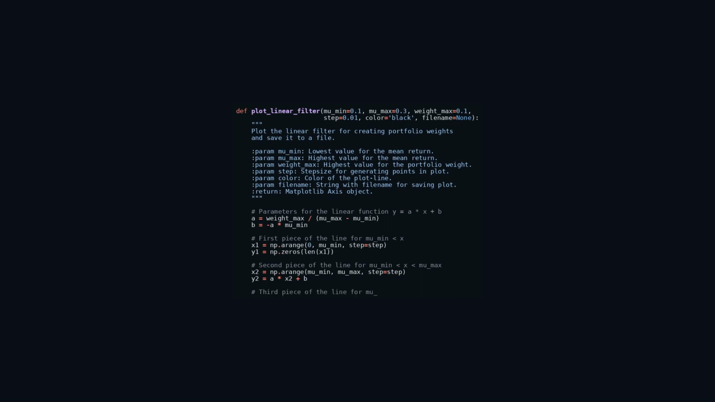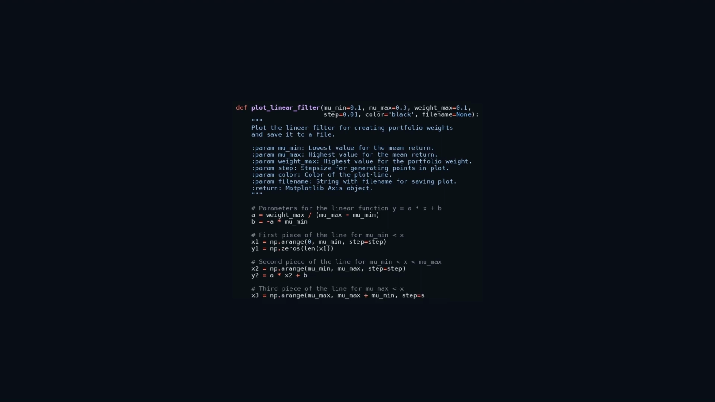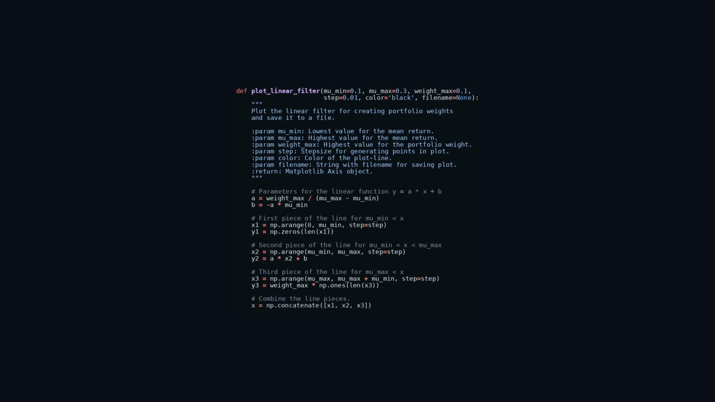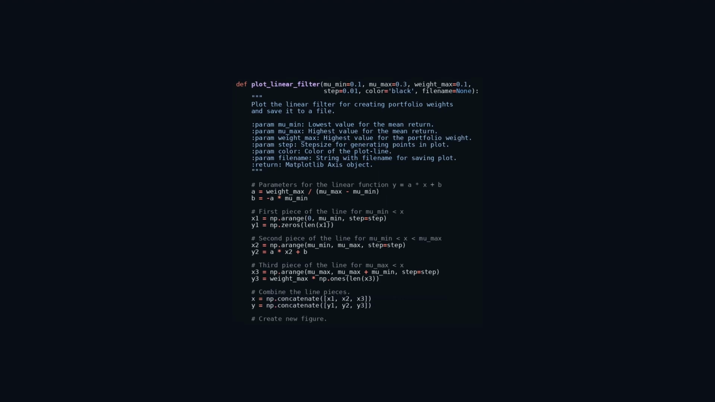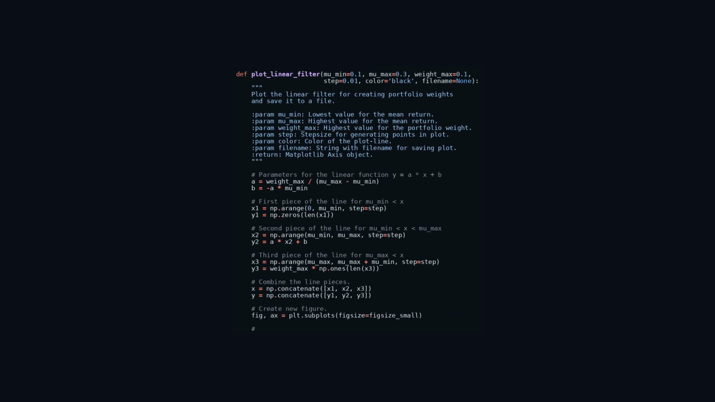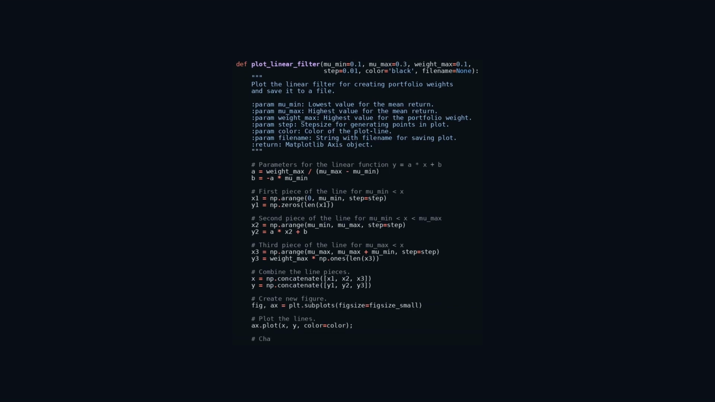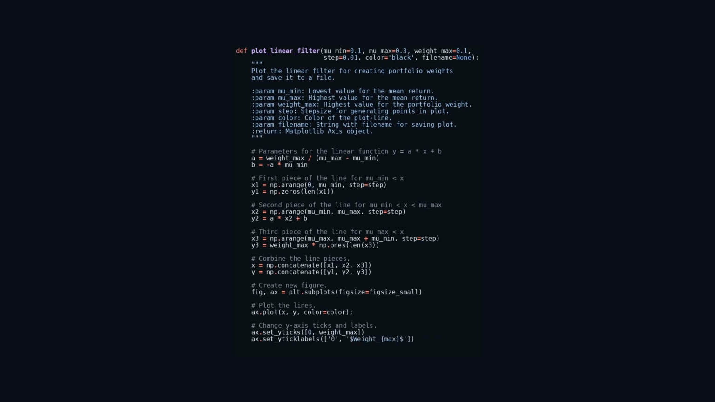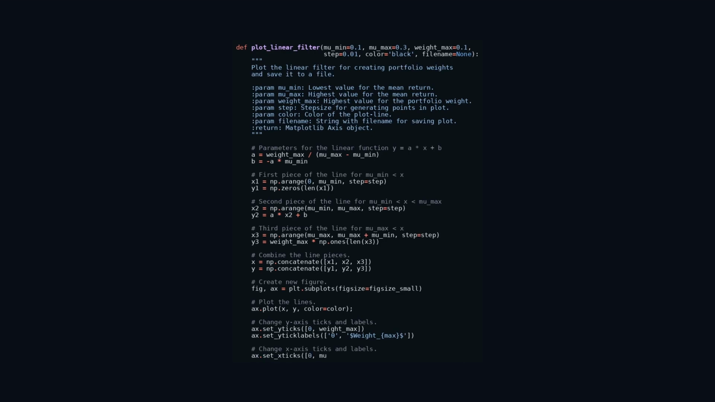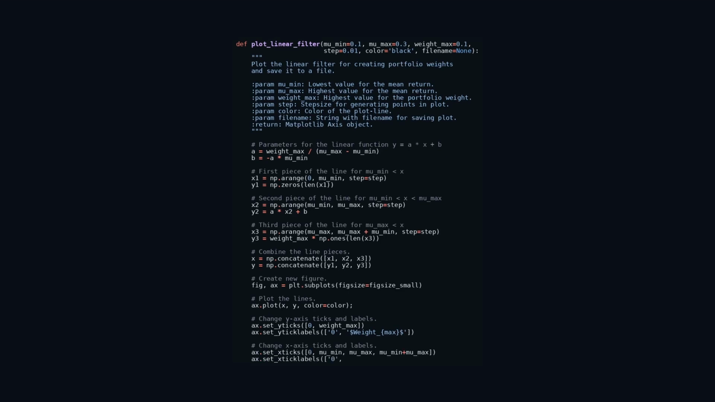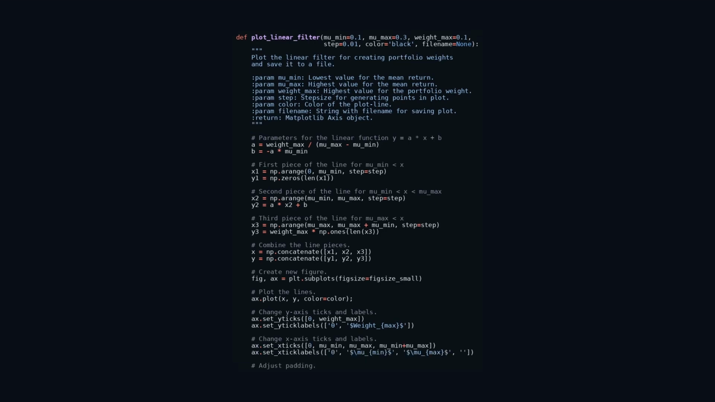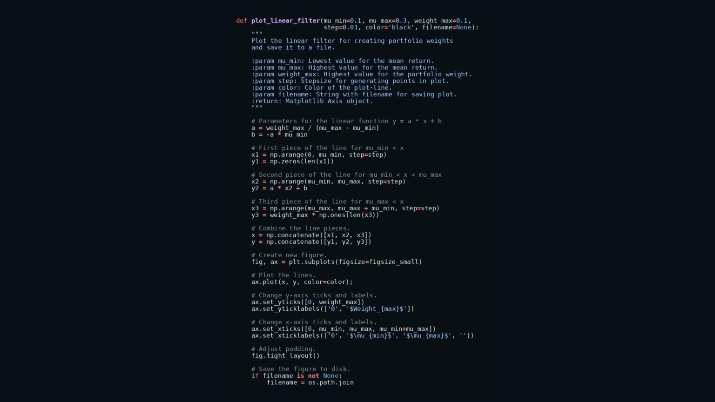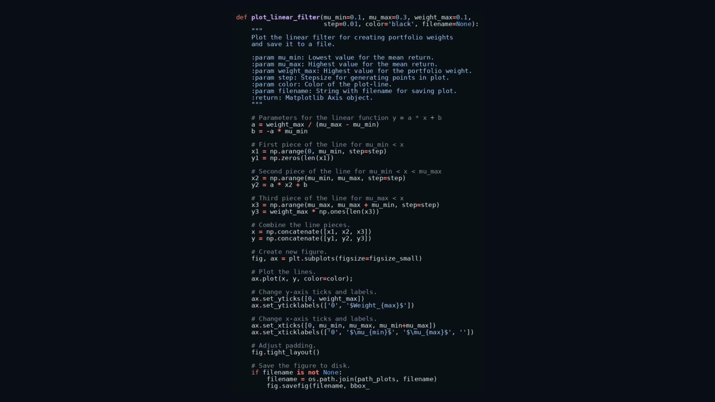The next step is to plot this linear filter using Matplotlib, followed by adjusting the y-axis and x-axis ticks and labels to ensure readability. Finally, if a file name is provided, the plot is saved to a file. This code is essential for visualizing a linear filter that determines how weights are assigned to different assets in a portfolio based on their mean returns. The resulting plot aids in understanding how the weights change with varying mean returns within the specified range. This visual representation is particularly useful for making informed decisions when constructing a portfolio.